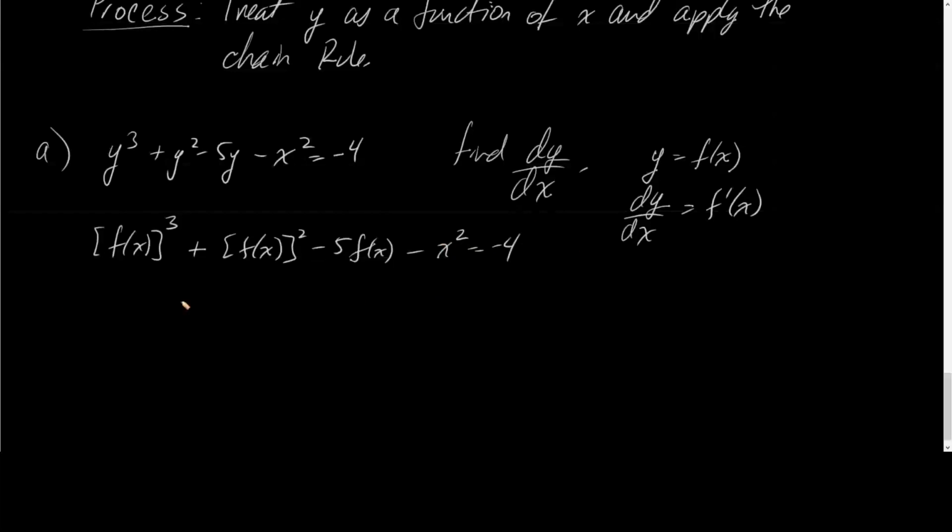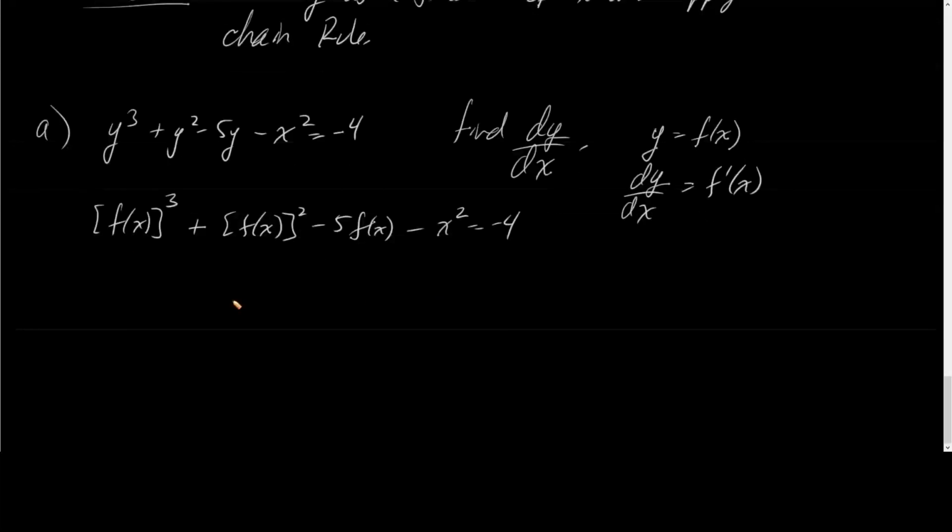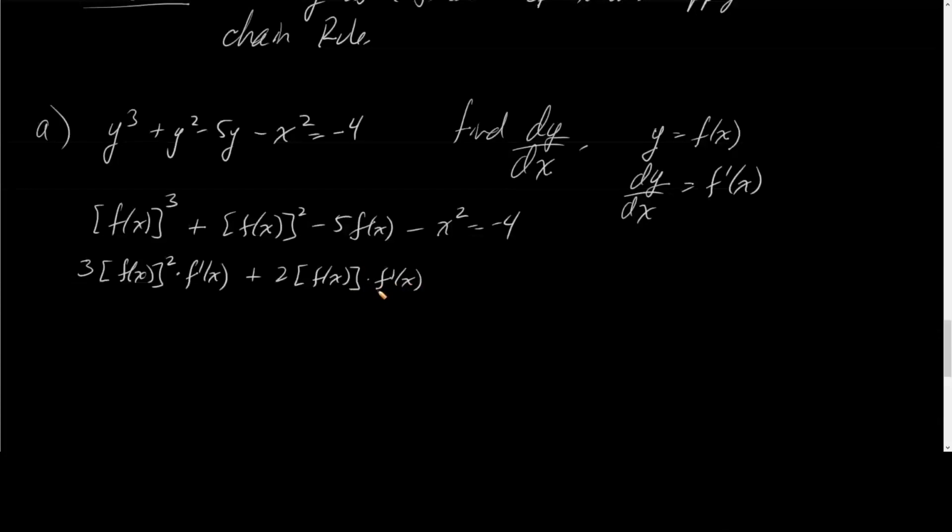And if I take the derivative of this equation, well, on the left side, what do I get? I end up with 3 times f(x) quantity squared, right? Because the derivative of something cubed is 3 times that something squared, and then by the chain rule, times the derivative of the inside. Similarly, I end up with 2 times f(x) to the 1 times f′(x), and that is a prime there. And then minus 5 times f′(x), right? Because the derivative of f(x) is f′, minus 2x is equal to 0.